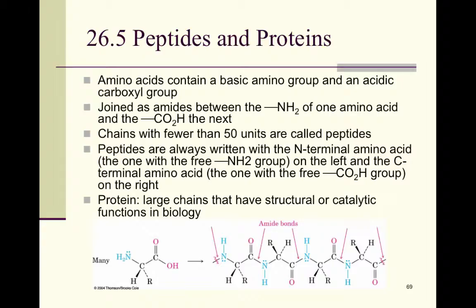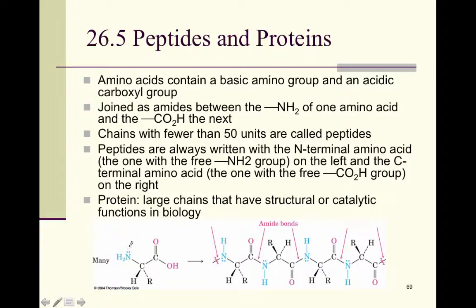Peptides are always written with the N-terminal amino acid, the one with the free nitrogen group, on the left-hand side, and the C-terminal amino acid, the one with the free COOH group, on the right. Proteins are large chains that have structural or catalytic functions in biology.